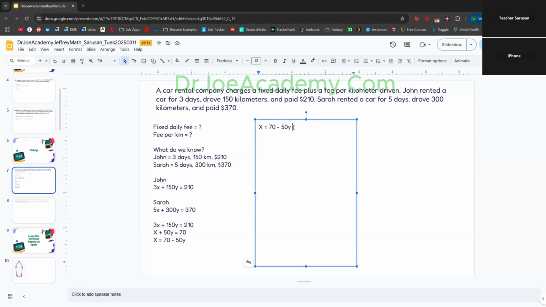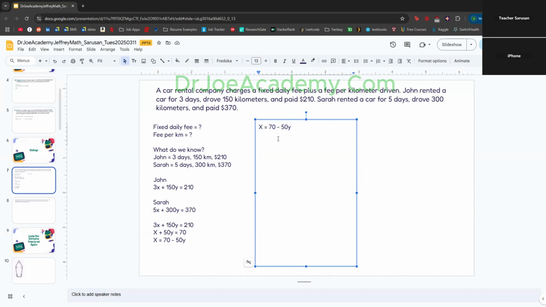So here's one equation. We have x equals 70 minus 50y. What is the other equation? Maybe x plus 50y equals 70. The other equation can't be the same thing, that's essentially the same thing we're working with right now. The other equation is the other bit of information that's given to us. So this basically is John's equation. We just rearranged it.